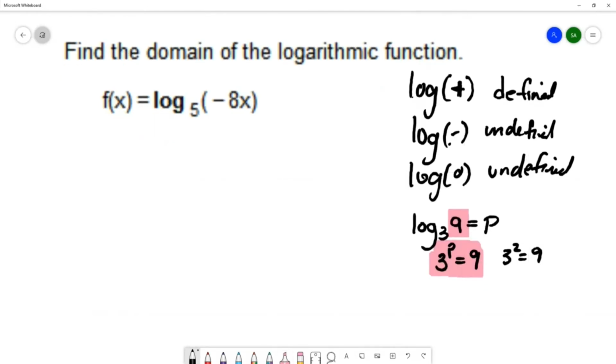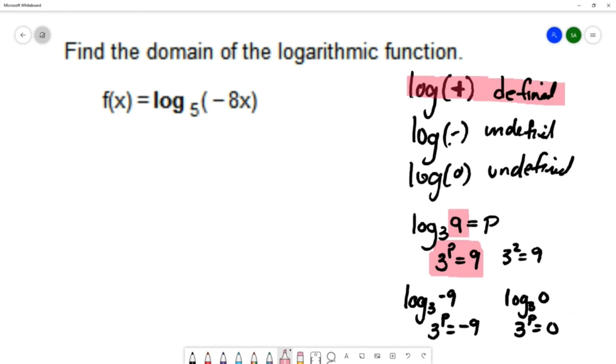But if you have a negative in there, log base 3 of negative 9, 3 to what power equals negative 9, this doesn't make sense. You can't take a positive number and raise it to a real number and get a negative answer. And the same thing happens with 0. Log base 3 of 0. 3 to what power equals 0? Once again, it's not possible to take a positive number and raise it to a power and get 0. So a log function is only defined for positive values.